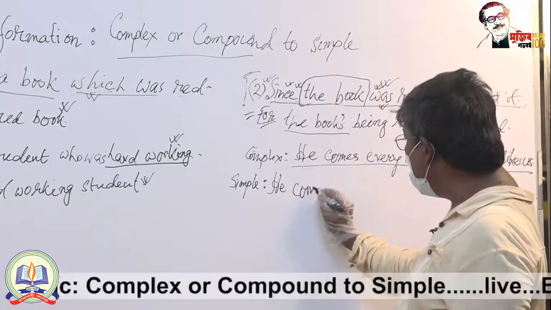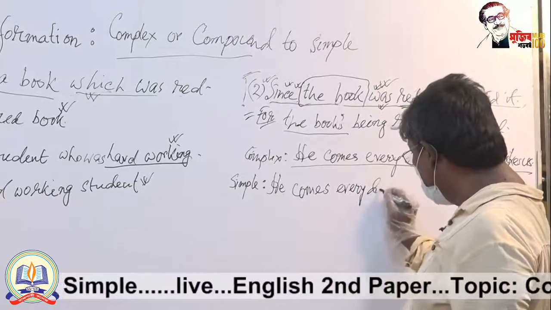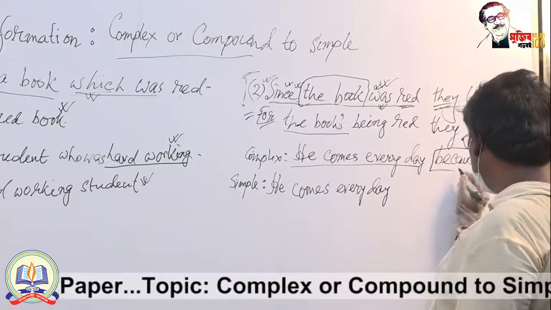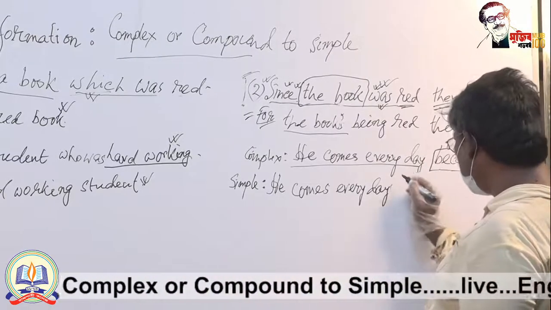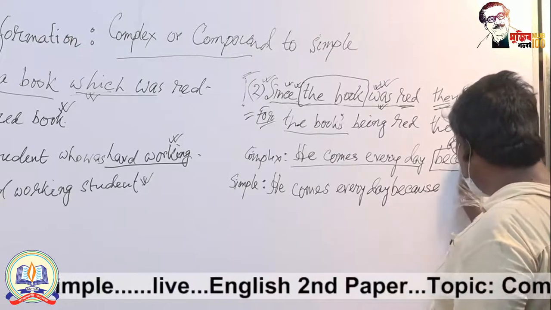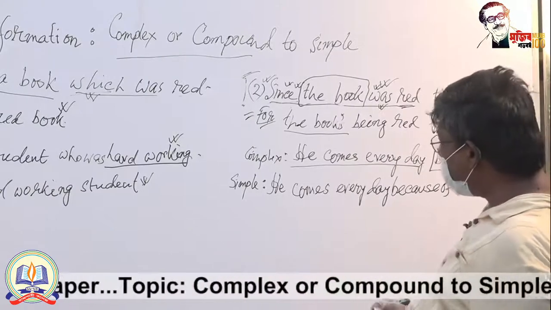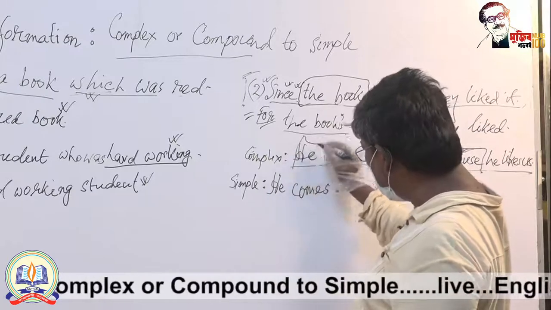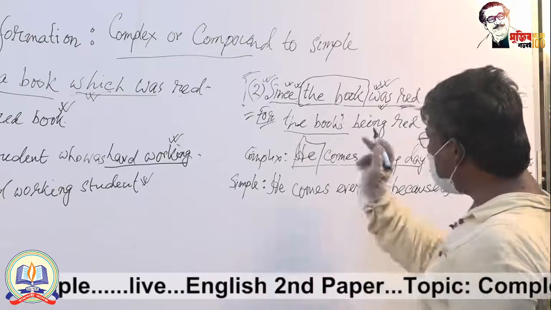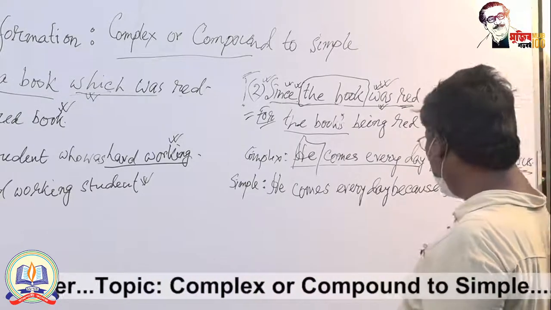He comes every day, and to alternate the relative conjunction because in a simple sentence, we will use the phrase because of. Always alternate the relative conjunction because with the phrase because of. We have the same subjects in both of the clauses. He is the common subject in both of the clauses. Therefore, we do not need to use any possessive before making a non-finite verb.